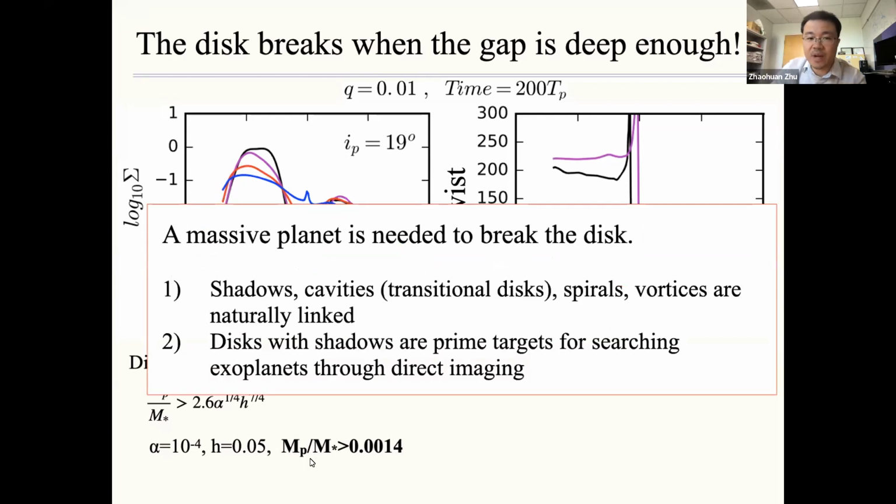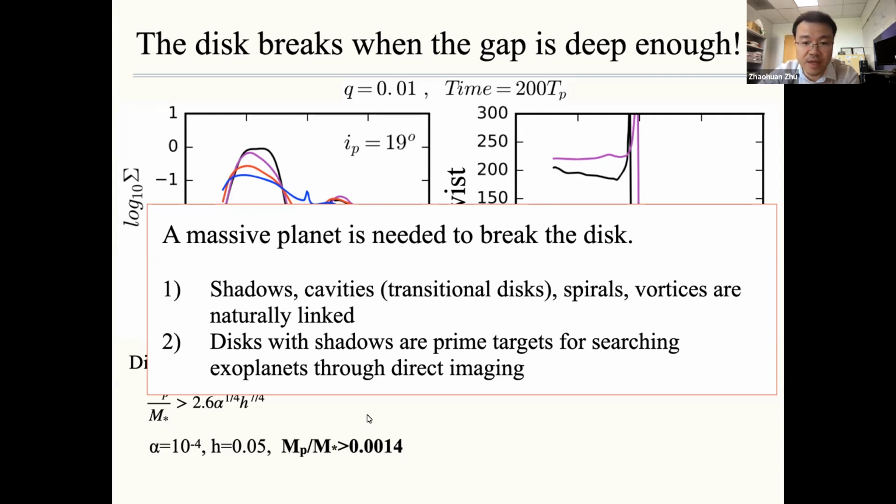So a massive planet is still needed to break a disk, and this will naturally explain why we have seen these shadows in these transitional disks with large cavities. These normally have spirals and also have vortices. These can all be traced to a companion in the disk. This also suggests that disks with shadows could be prime targets for searching for exoplanets in disks.